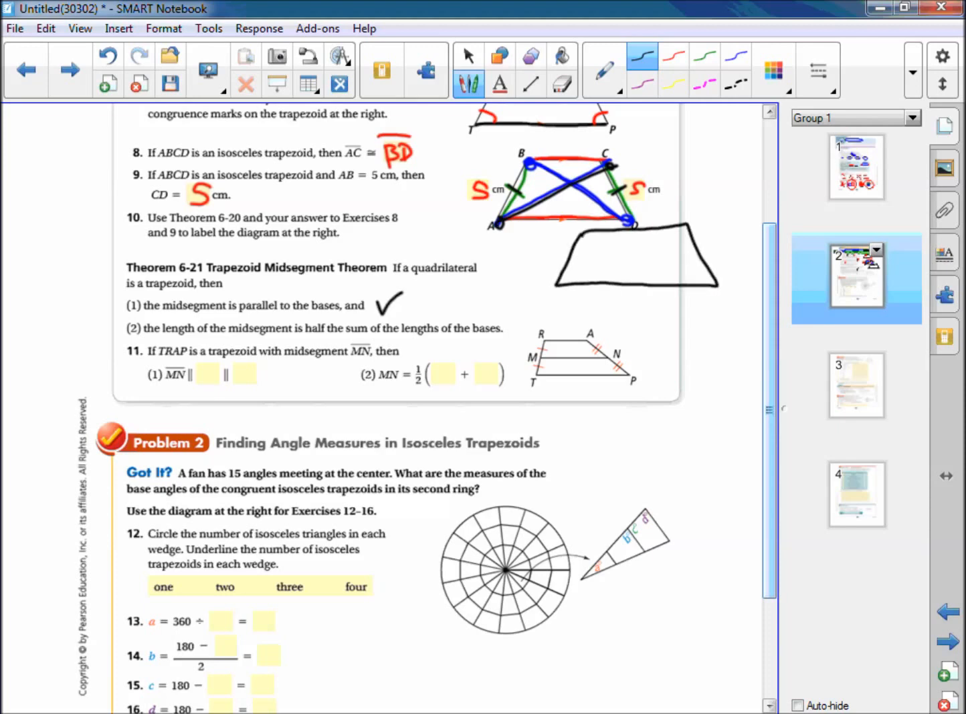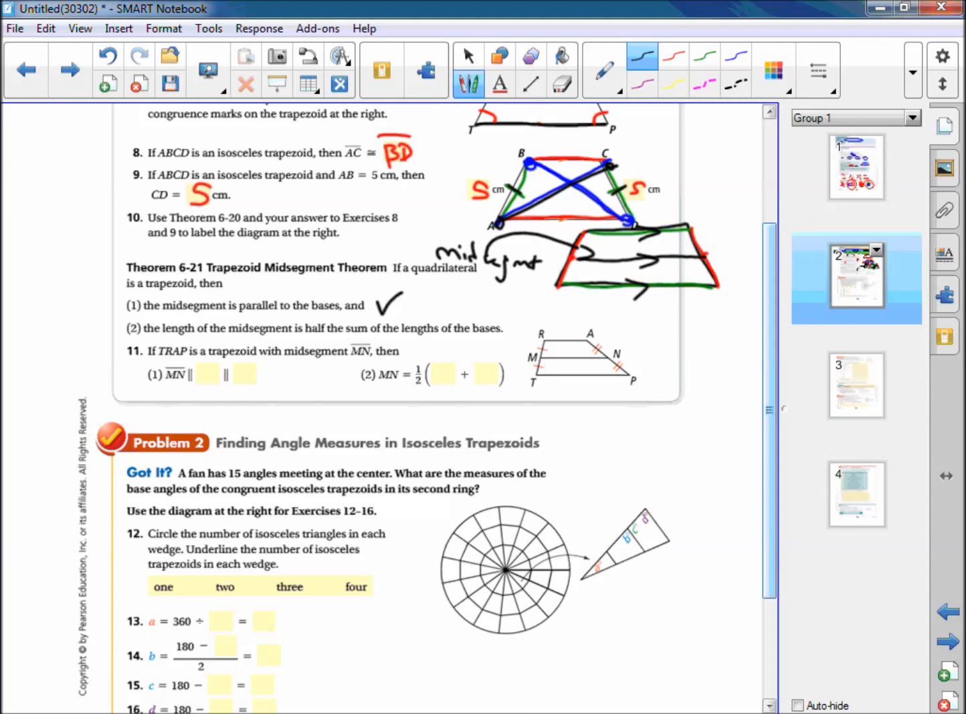Remember it's a trapezoid because I have exactly one set of parallel lines. All right, and so if I go down this side over here, and I find its middle, so I find the midpoint. Okay, and then I come over here and I do the same thing, and I find the midpoint. The mid-segment is the connection of those two midpoints. And that mid-segment is going to be parallel to both bases. So this guy is my mid-segment.